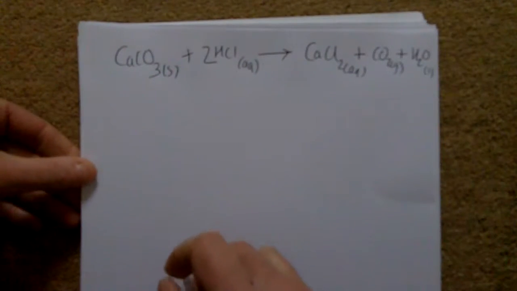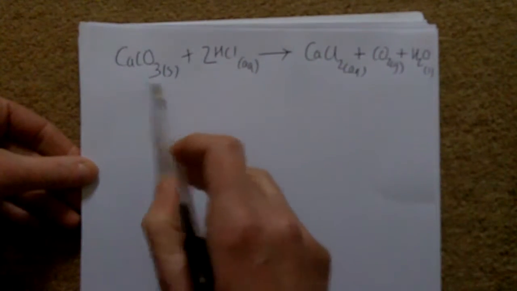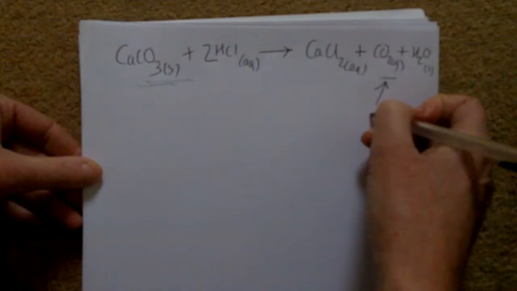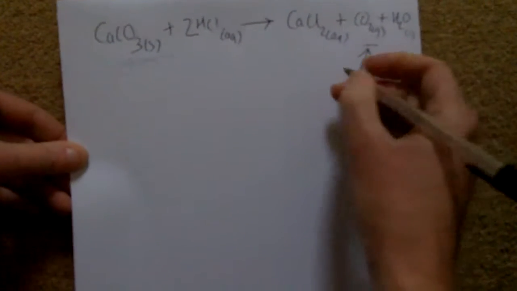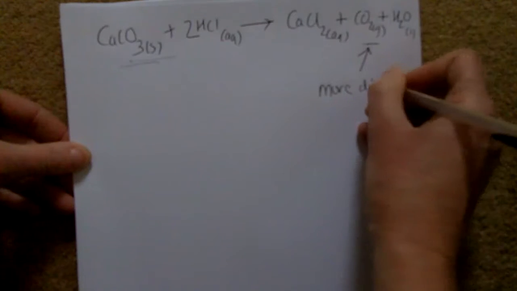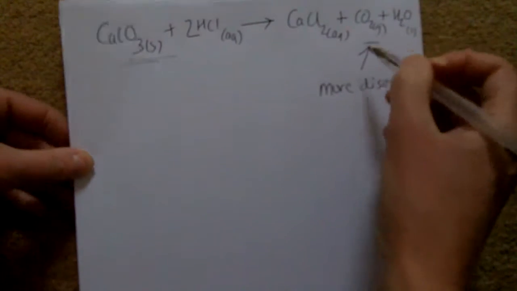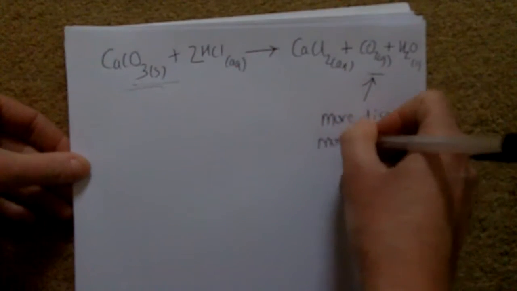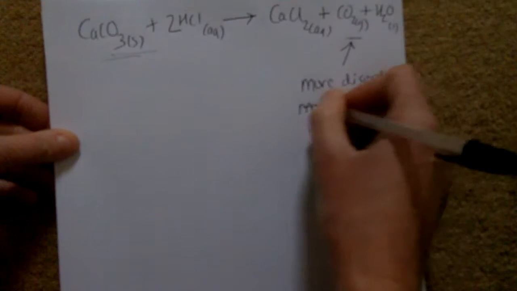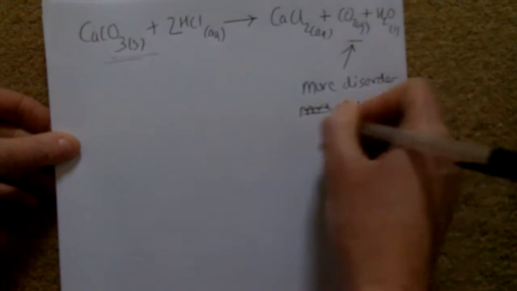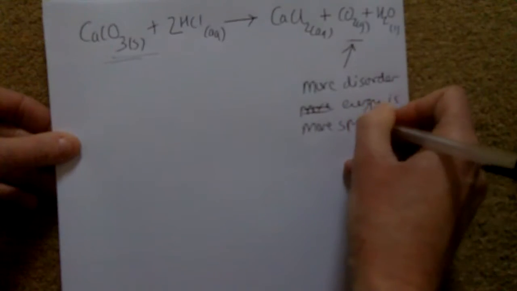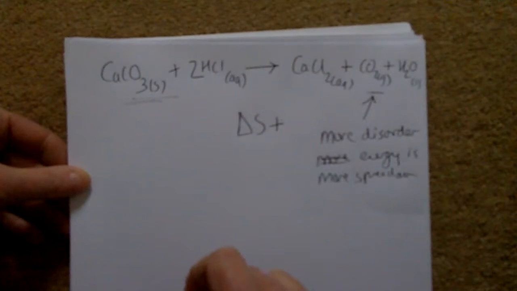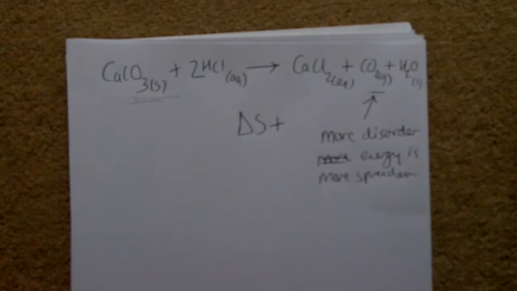Now, straight away, when you are going from a solid to a gas, as soon as you recognize you're making a gas, then you are increasing the disorder. You've got more randomness because the gas can move around freely. The energy is more spread out. That is going to be a positive entropy change. Okay, so that's entropy.